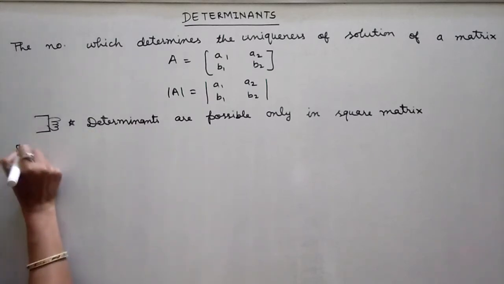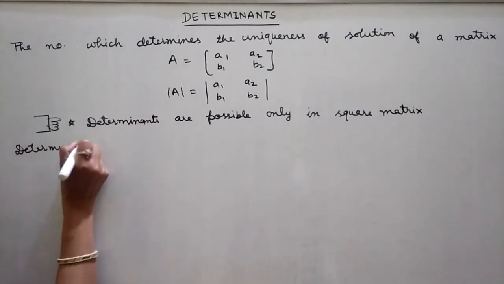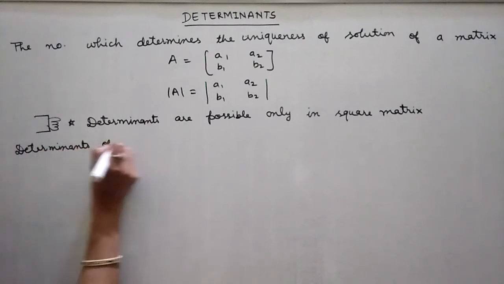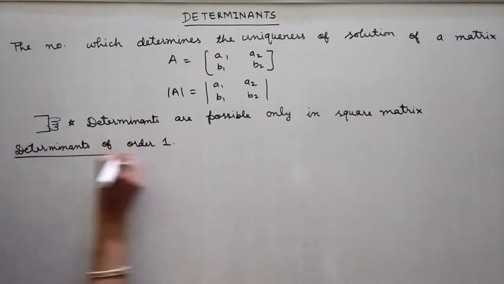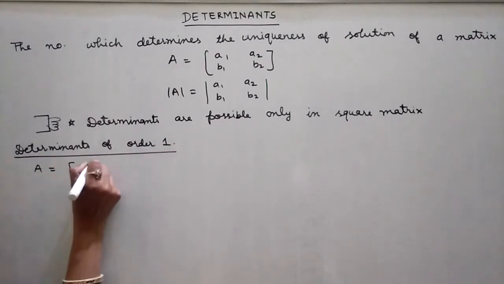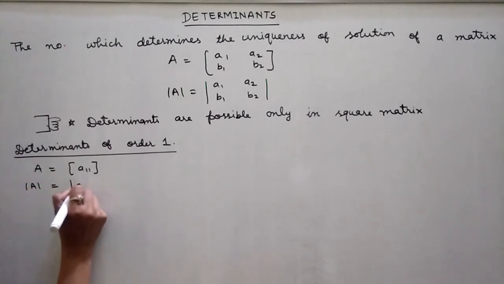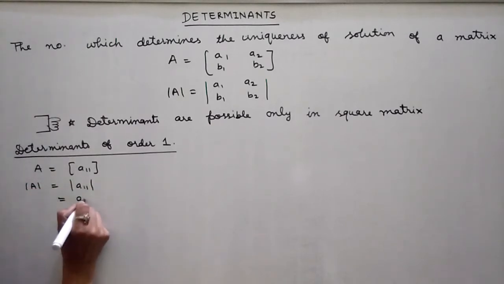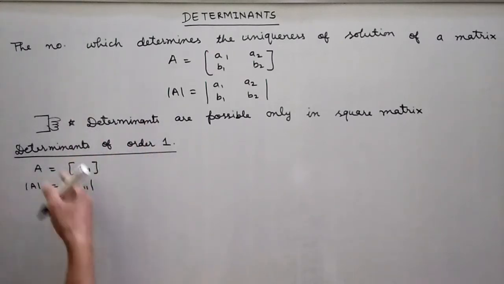Come to the determinants of order 1. Let us suppose we have A, that is A11. This is a matrix. When we find the value of A, that will be A11. The same number which is present here, that is the determinant. The number which gives the uniqueness of the solution of the matrix.